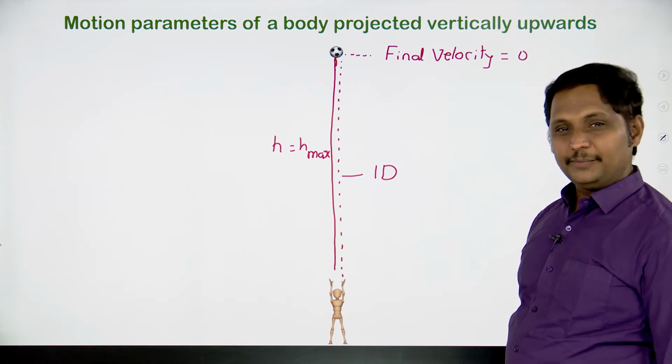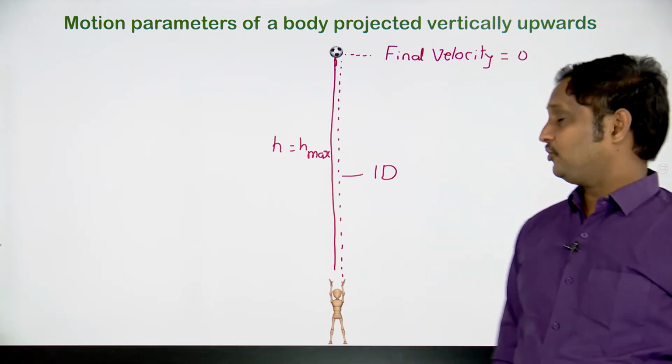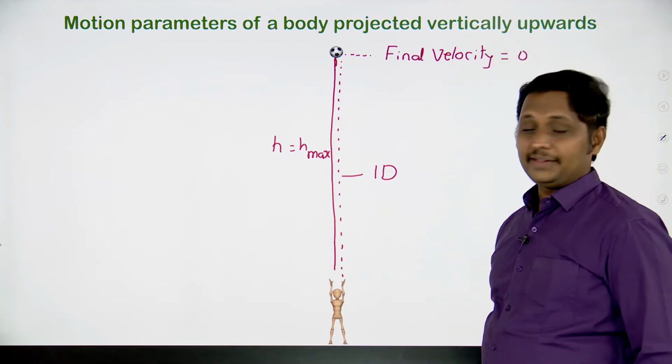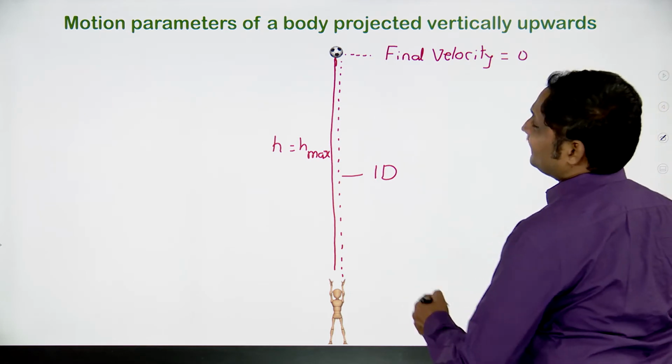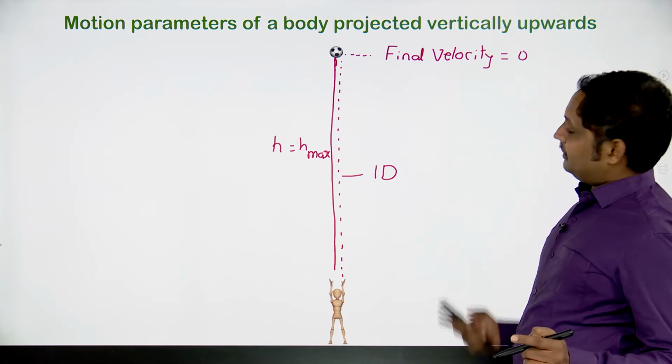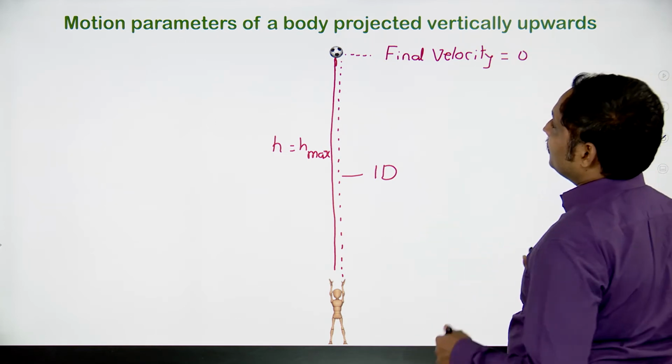So, the vertical displacement of your body where its final velocity is going to be 0, that is nothing but maximum height. Very clear. We would like to go for that. So, by getting this animation, what do we have to derive?